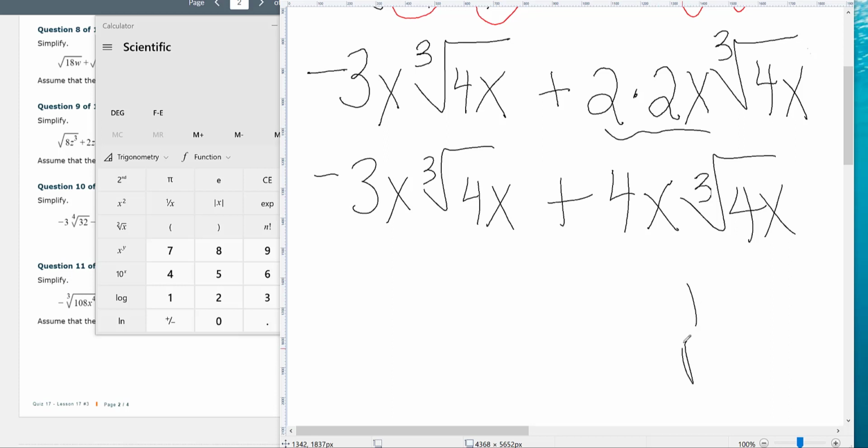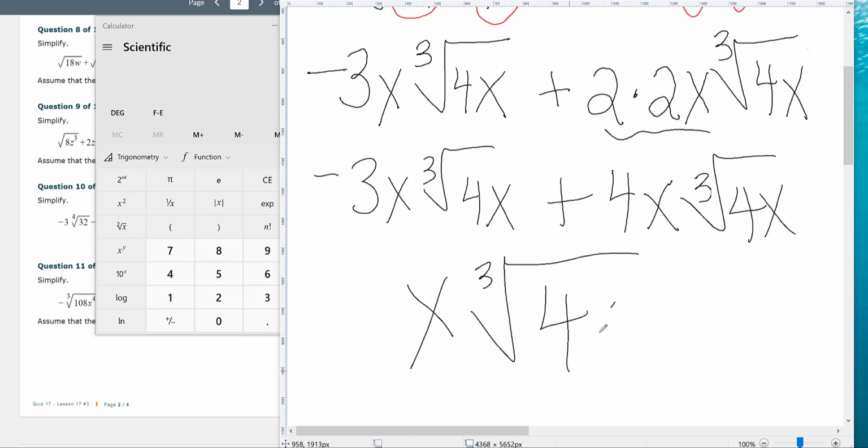Now look, Irv, do they have the same index? Yes, they're both cube roots. Do they have the same radicands? Yes, they're both 4x. Do they have the same variables outside and inside? Yes, they both have an x outside and an x inside. So that means that I can combine these just by combining the numbers. Negative 3 plus 4 is positive 1 x cube root of 4x.